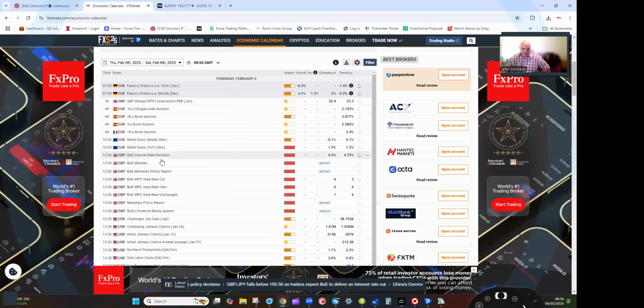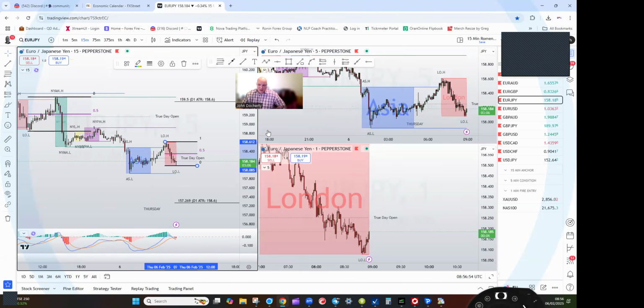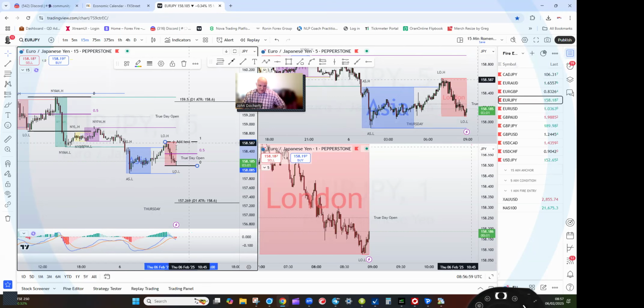So I'm going to keep this simple today, simply because we have got a ton of news on the euro and the Bank of England interest rates. So I don't want to be in anything at all today, to be fair. But we'll mark stuff up. And I'm just going to start with the euro at the minute.